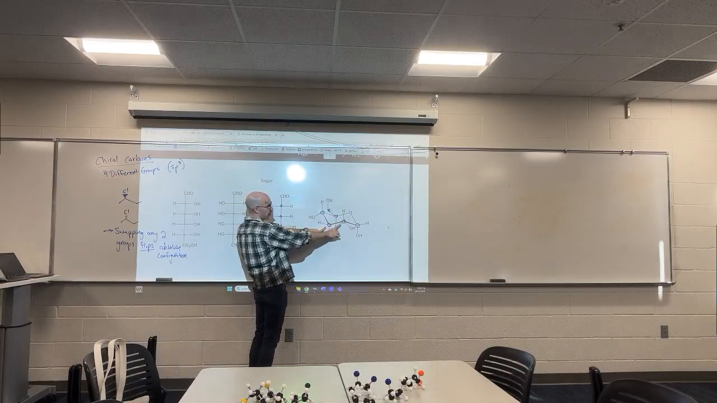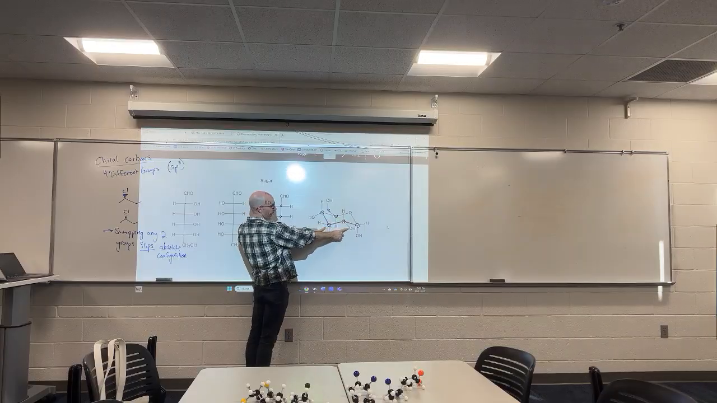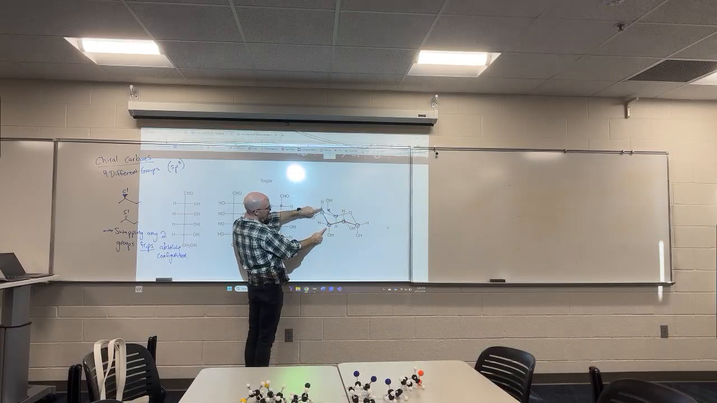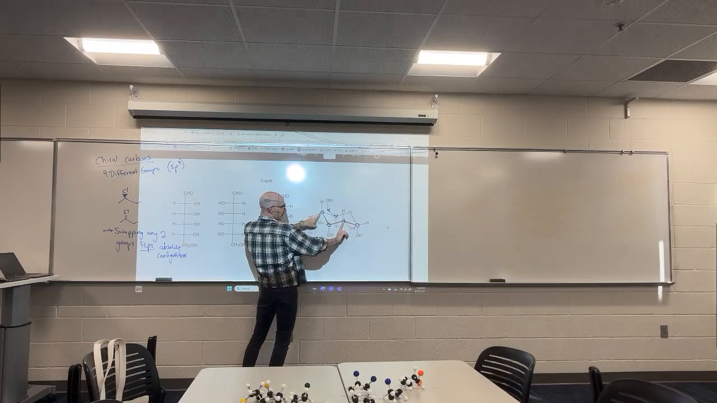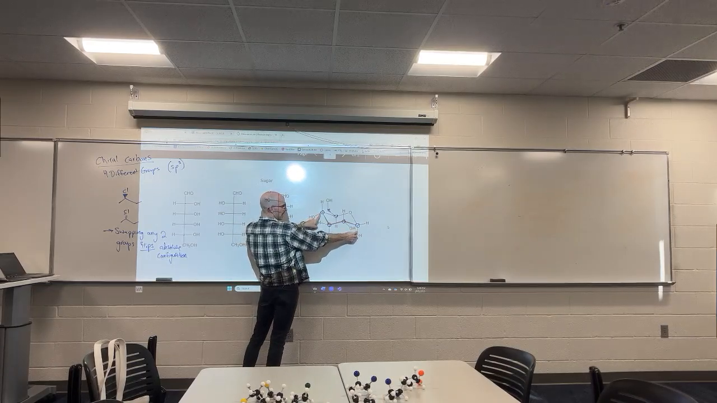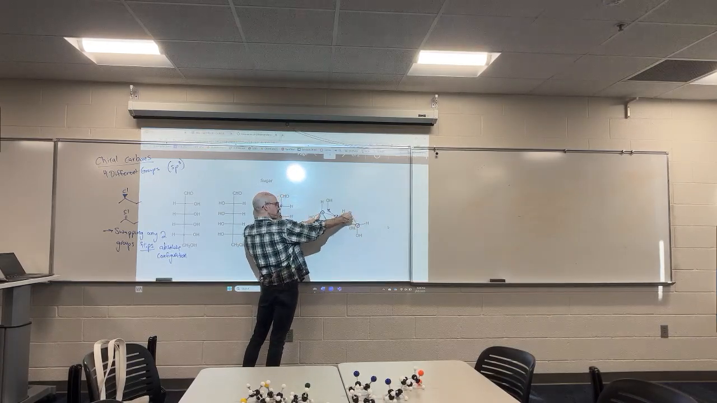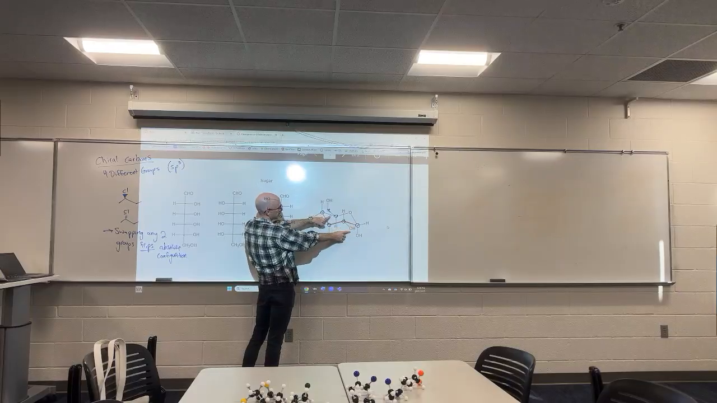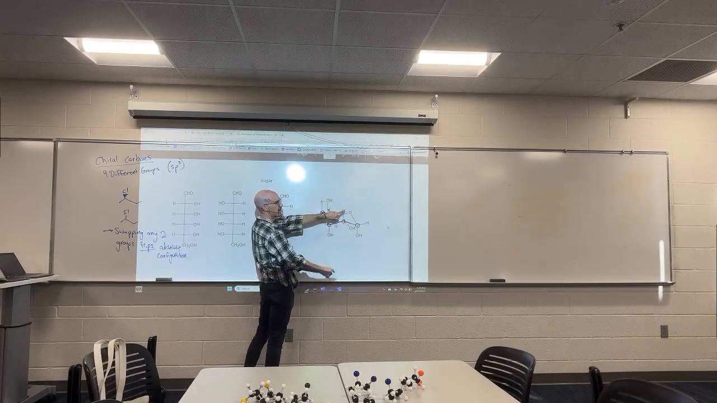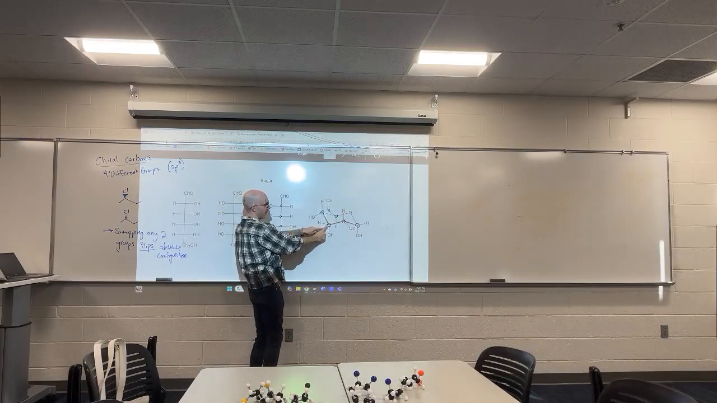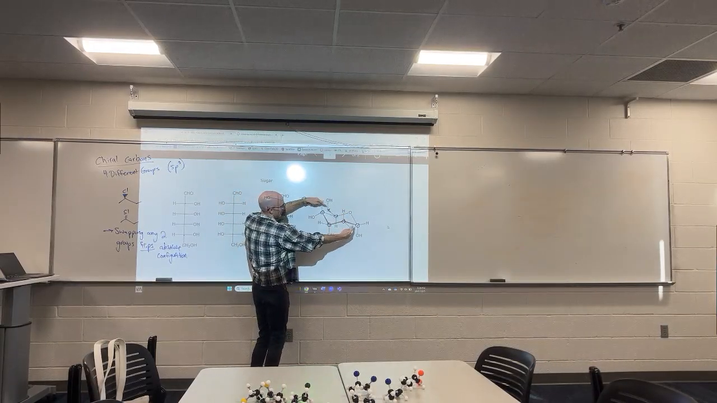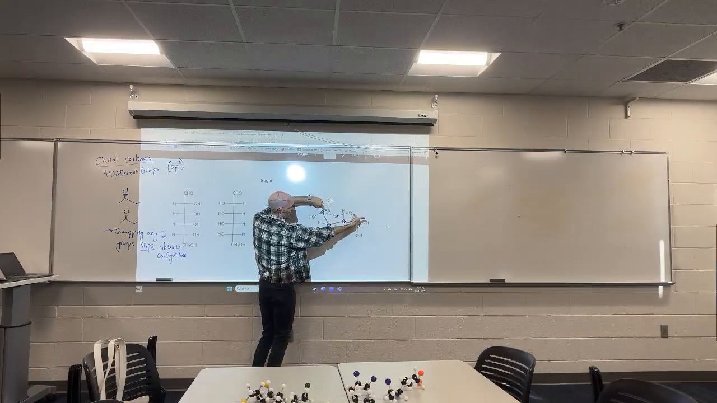It's bonded to a CHOH and a CHOH. But those are not the same because this is bonded to CHOH ether, and this is bonded to CH2OH ether. From this carbon's perspective, the first point of difference is actually here.